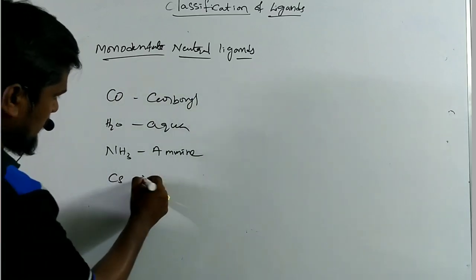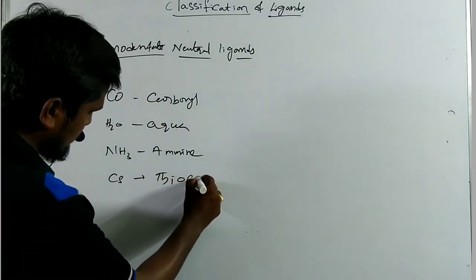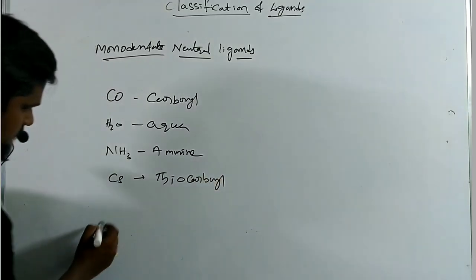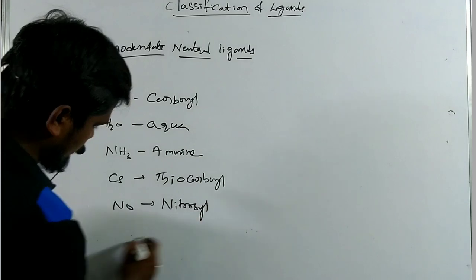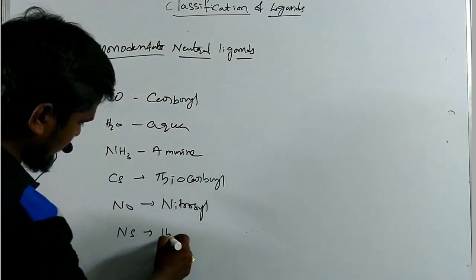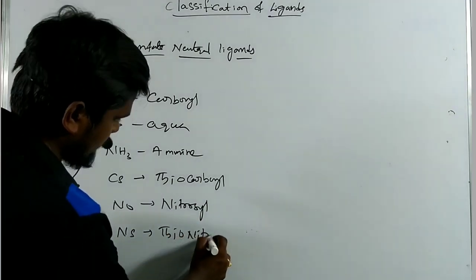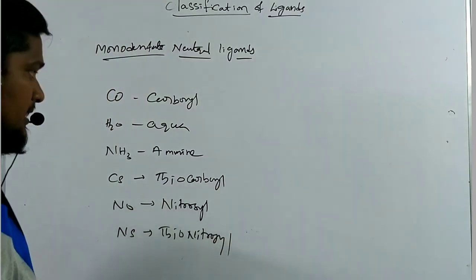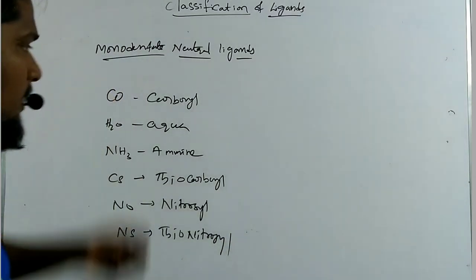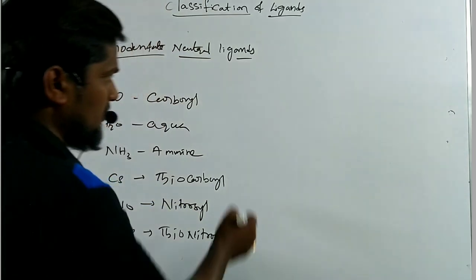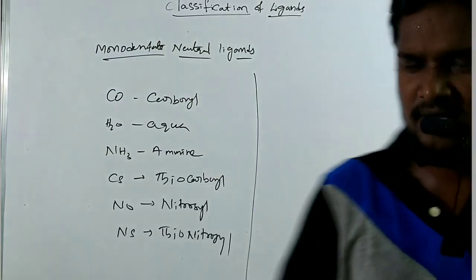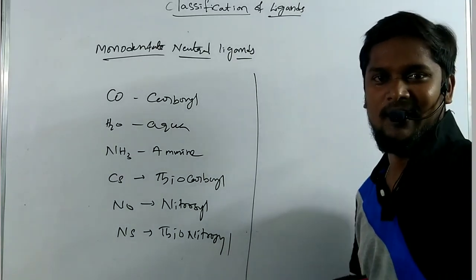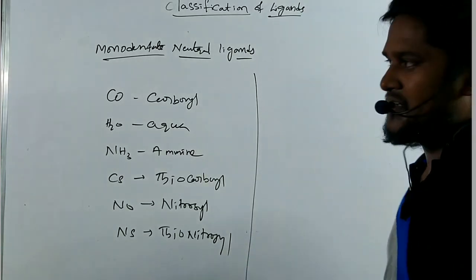thiocarbonyl, nitrosyl, thionitrosyl. These are the different nomenclature of monodentate neutral ligands. Again, several simple ligands which are very useful in organometallic catalysts as well as coordination complexes.